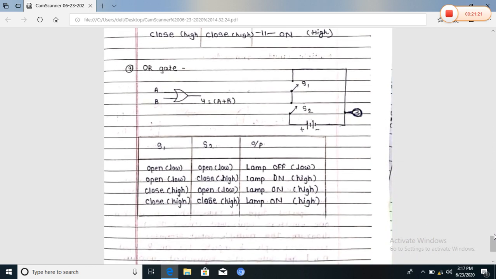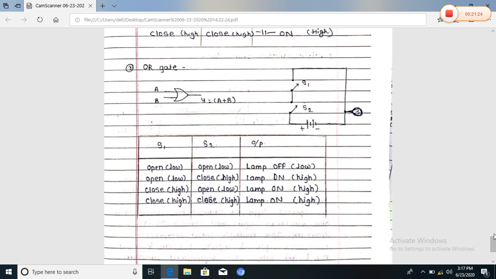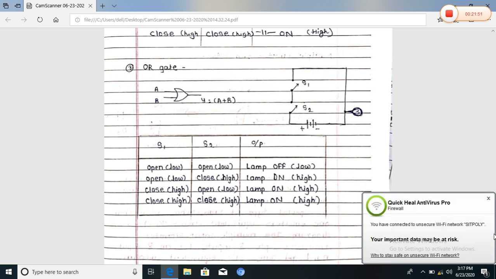Next gate, the OR gate. There are two inputs for the OR gate. As for the OR gate switching arrangement, we see it in the diagram. The OR is also one of the logic operators, and it performs the logical operation of addition on its inputs. Therefore the output will be high if any one or both inputs are high. The output will be low if and only if both inputs are low. In that switching arrangement, there are two switches S1 and S2.